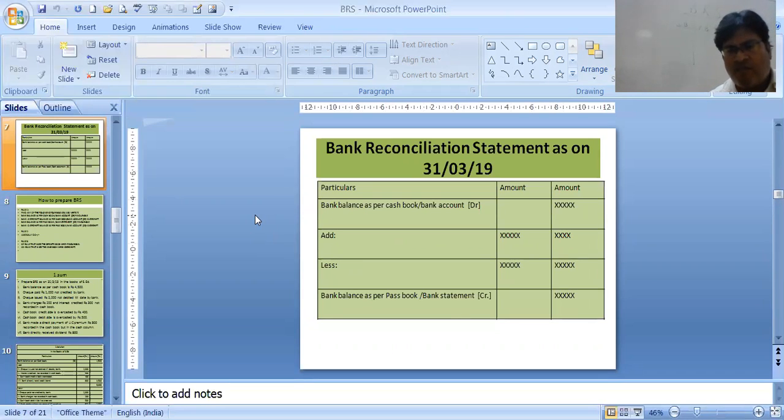But before the format, I was explaining to you what is the need of preparation of BRS. BRS was prepared because the bank balance in cash book and passbook has not matched. That's why we were preparing the BRS. If they would have matched, we would not have to prepare BRS. So it is not a very necessary statement. When there is a mismatch, then only we are preparing BRS.